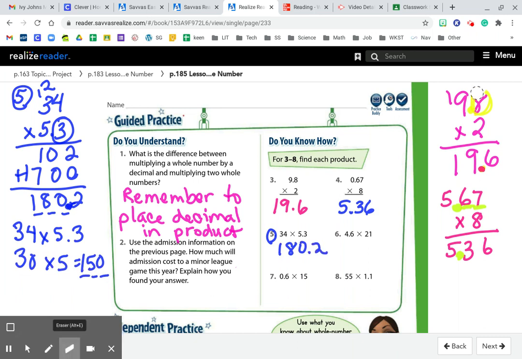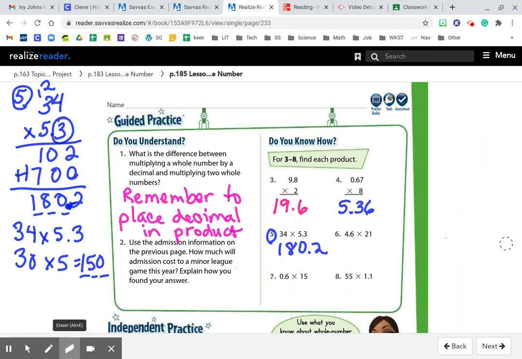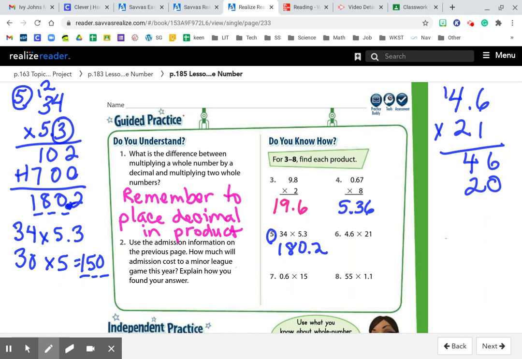So for number 6, some space over here. Number 6 is 4.6 times 21. 6 times 1 is 6. 1 times 4 is 4. Annex that 0. 2 times 6 is 12. 4 times 2 is 8 plus 1 is 9. 6, 6, 9. How many digits are in decimal place value in the problem? There's 1. So we're going to have 1 in the answer.